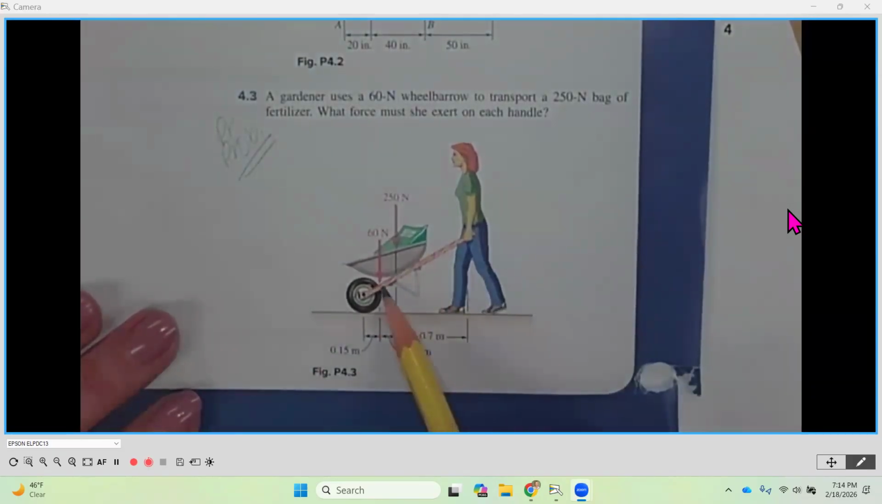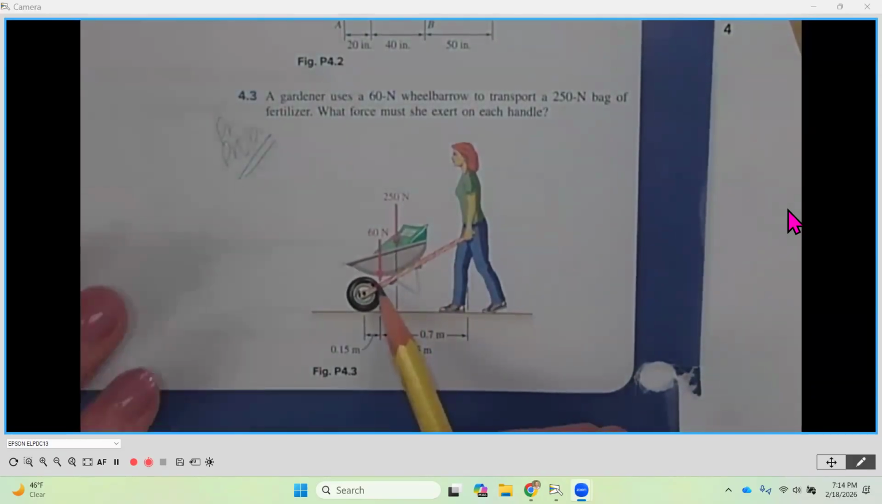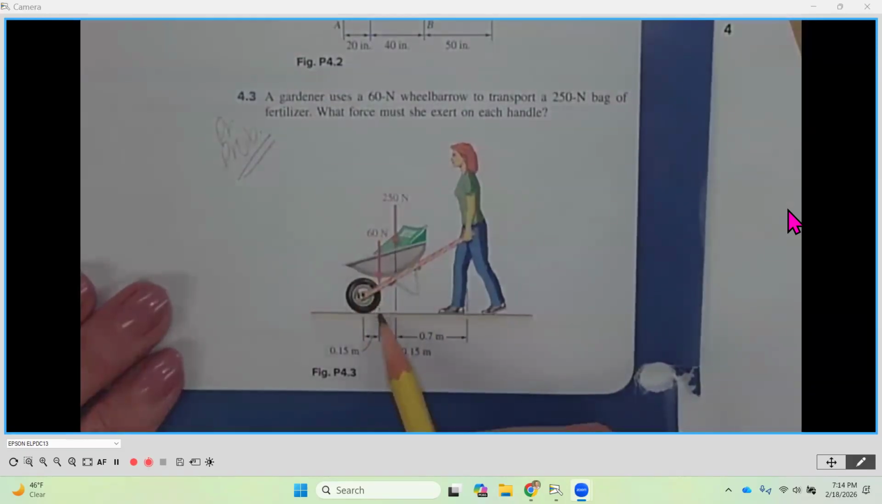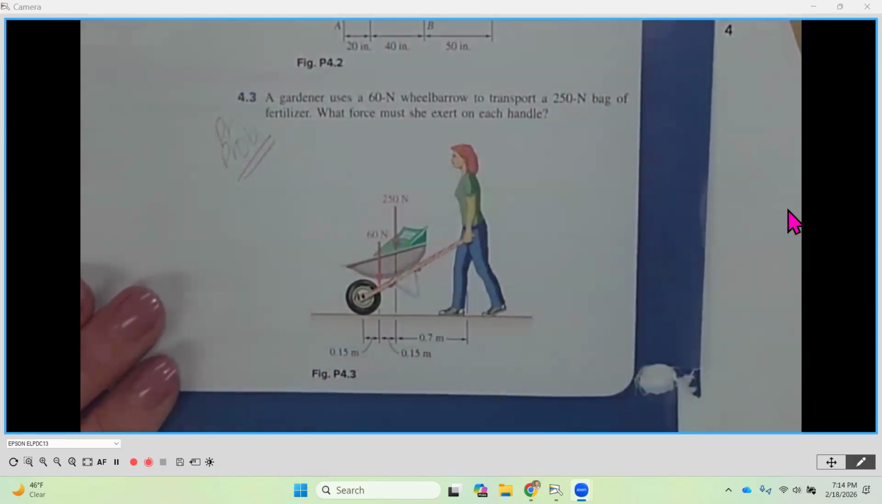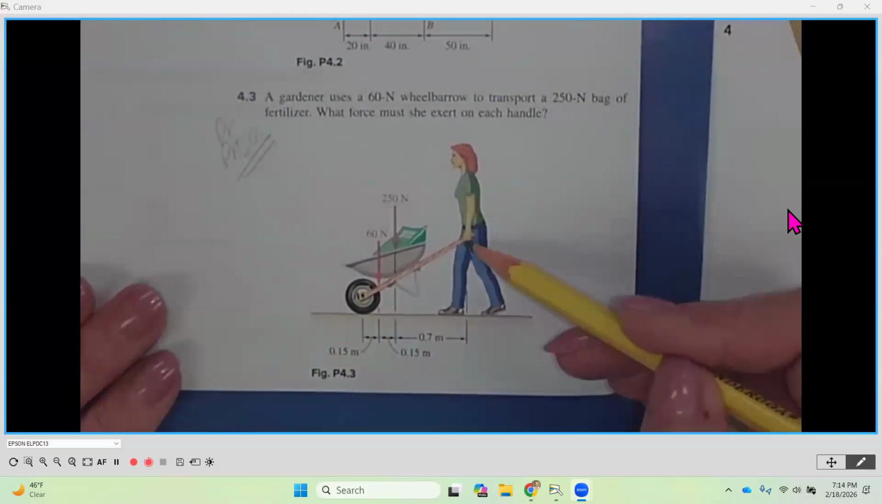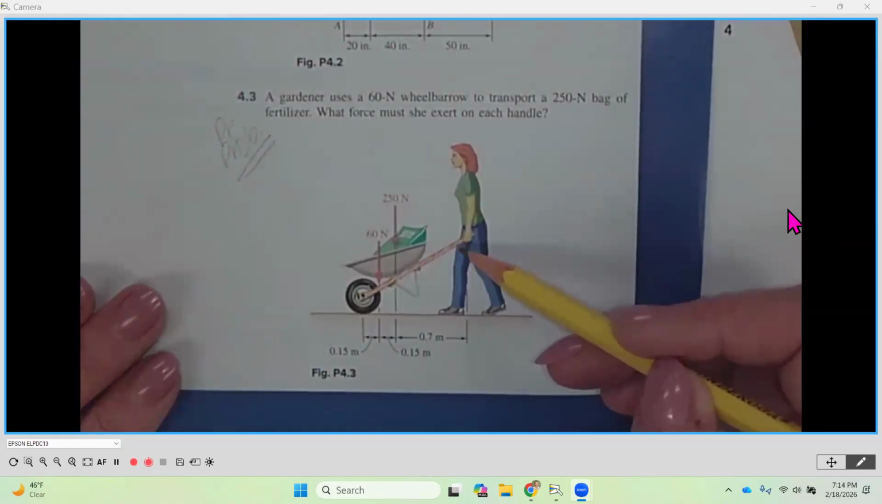But if, let's say, there was a G here like it was on the last one, we would use that 60 newtons and we would show it going down like they see here. But they've positioned that for us and they gave us the dimension between. The 250 newtons going down for the bag of fertilizer. And then over here, this last dimension is going to where she's holding the handles on that wheelbarrow.